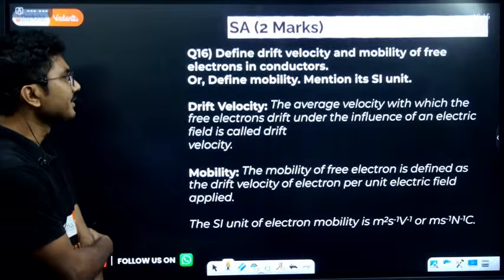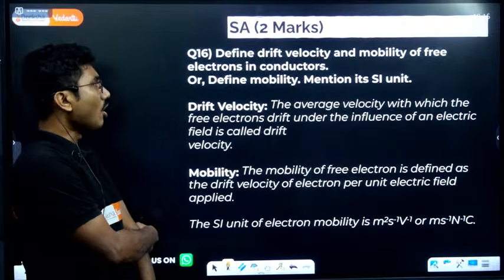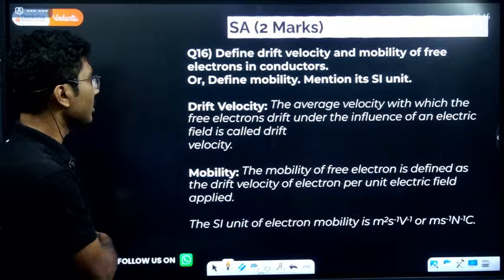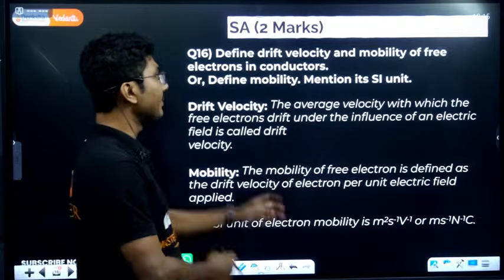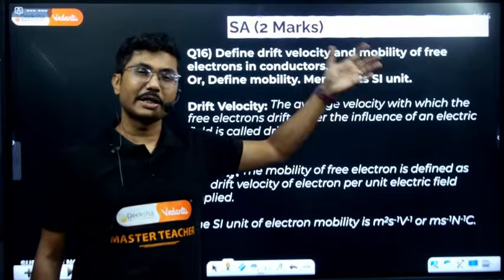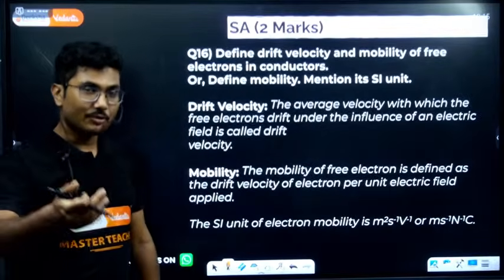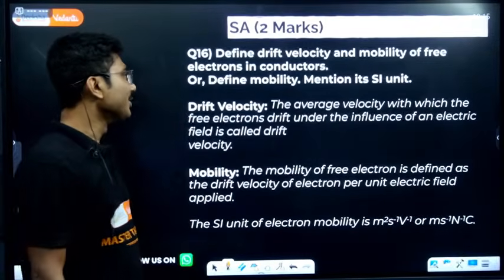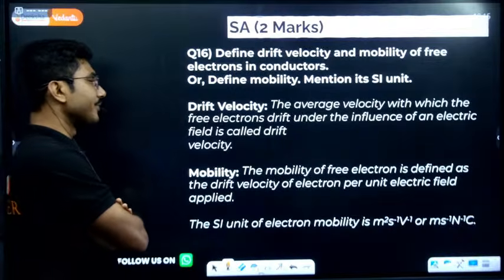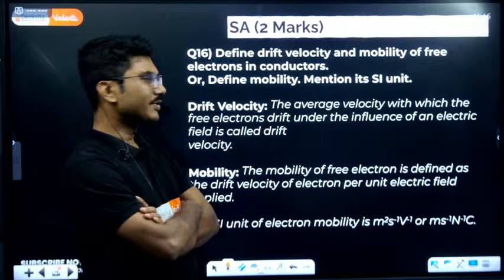Define drift velocity and mobility of free electrons in a conductor, or define mobility and mention its SI unit. This is also a super important concept. Either they will ask you the drift velocity and mobility, or they will ask mobility and its unit. Drift velocity's unit also can be asked. I will tell you the unit of drift velocity, something completely new. The average velocity with which the free electrons drift under the influence of an electric field is called drift velocity.